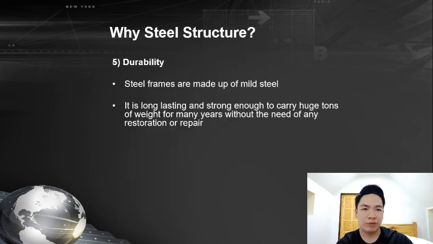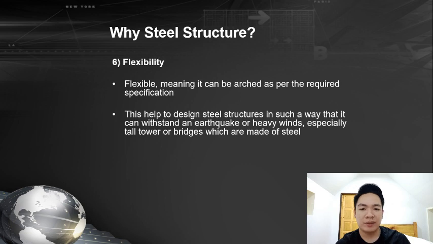Number five, we have durability. Steel frames are made of mild steel. It is long-lasting and strong enough to carry huge tons of weight for many years without the need of any restoration or repair. Number six, flexibility. Flexible, meaning it can be adjusted as per the required specification. This helps to design steel structures in such a way that they can withstand an earthquake or heavy winds, and precisely hold towers or bridges which are made of steel.